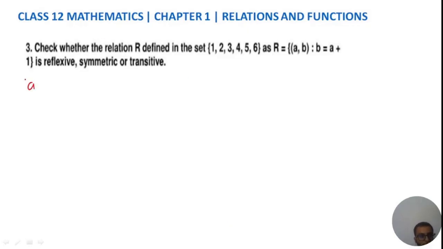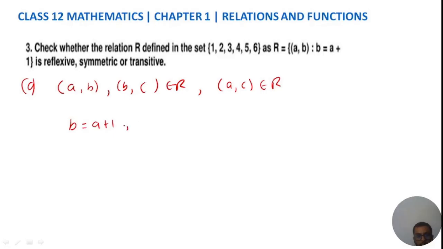Now let's move to the transitive part. For transitive, if I pick any elements (a, b) and (b, c) in R, and if I get (a, c) in R, then R is called transitive. So let's do it by the same process. Suppose (a, b) and (b, c) are in R, that is, b equals a plus 1 and c equals b plus 1. And if I get (a, c) in R, then what I will get is c equals a plus 1.